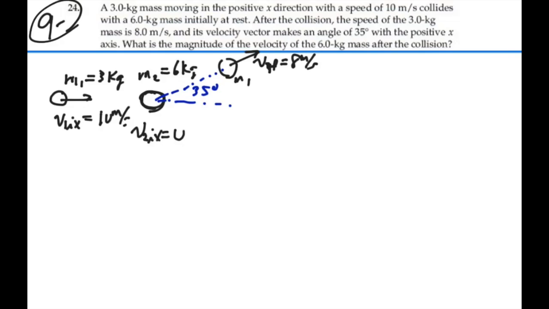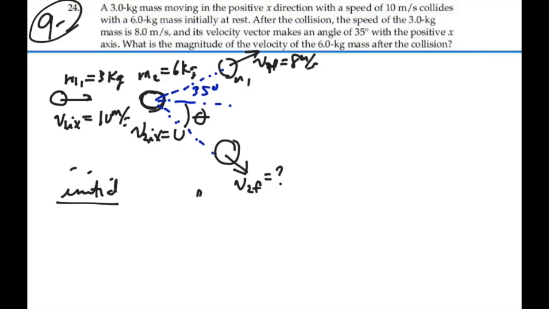And we'll have mass 2 proceed somewhat like this with some final velocity as well, which we don't know. We want to find that magnitude. And it's moving at some angle, theta, which we don't know either. So this is the way things look initially over here on the left, and this is the way things look finally over here on the right.